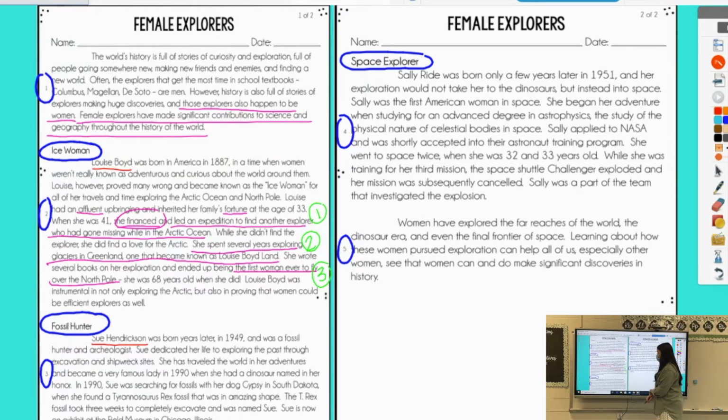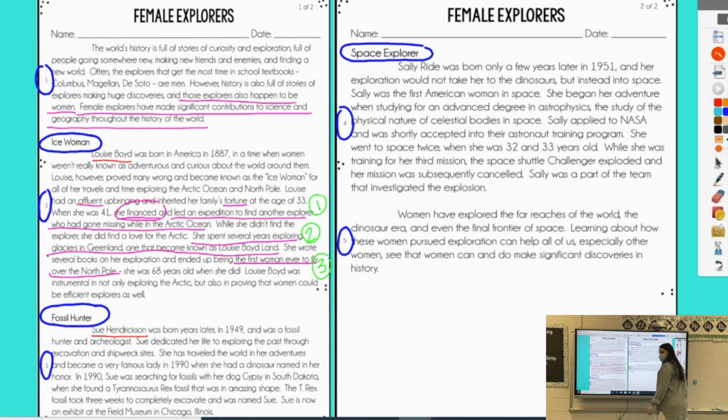Sue Hendrickson was born years later in 1949 and was a fossil hunter and archaeologist. Sue dedicated her life to exploring the past through excavation and shipwreck sites. She has traveled the world in her adventures and became a very famous lady in 1990 when she had a dinosaur named in her honor. That is so cool. She had a dinosaur named after her. So let's underline that. She became very famous in 1990 when she had a dinosaur named in her honor.